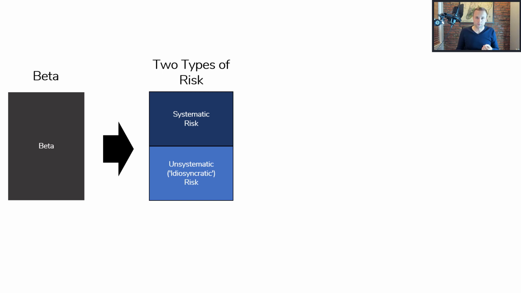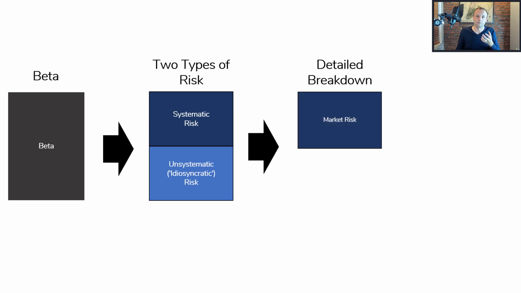Now, to go a step further here, the systematic risk is really just the market risk of the company, meaning how will the company react to changes in the market as a whole. And in a finance theory sense, essentially this is the risk you can't diversify out. It's always going to be there, and there's always going to be some risk related to the market as a whole. And then beyond that, you have company-specific risks.